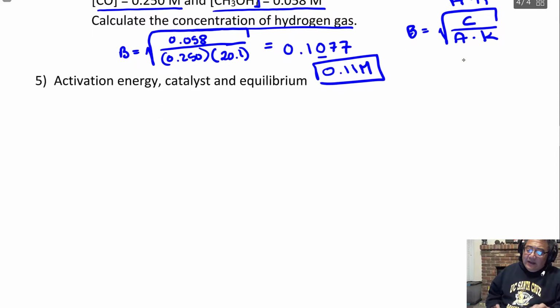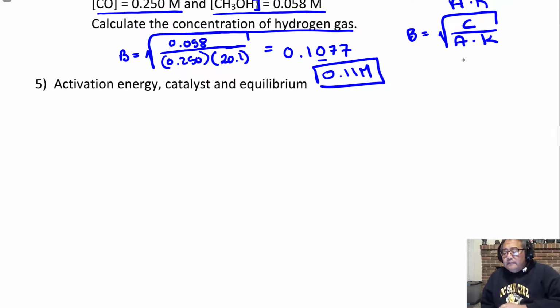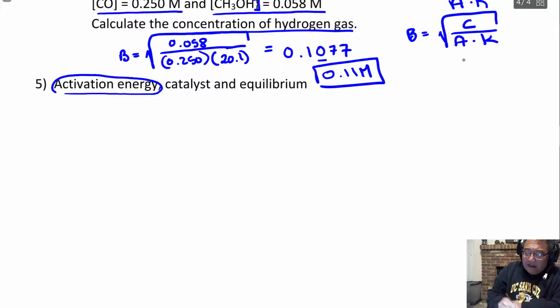Now the last thing, and I don't think I'll make a separate clip for this, is to talk a little bit about activation energy and how it affects or doesn't affect, right, a catalyst and equilibrium, or how it isn't affected or is affected. So the activation energy is the amount of energy you need, right, for a reaction to proceed. And what a catalyst does, it lowers the activation energy.